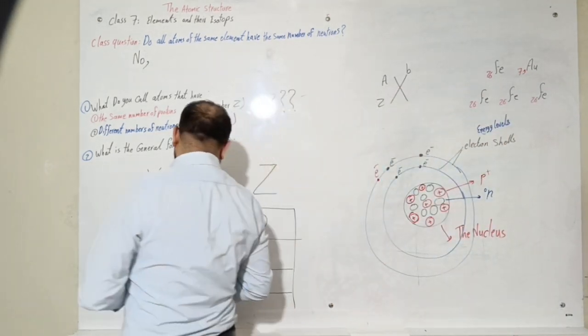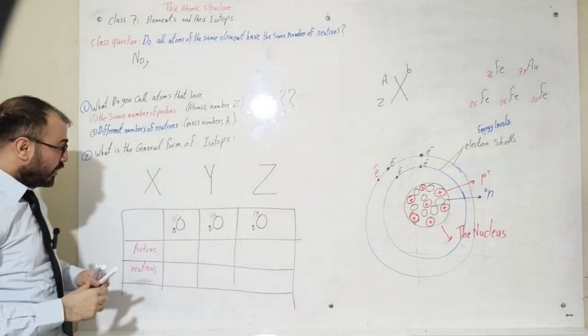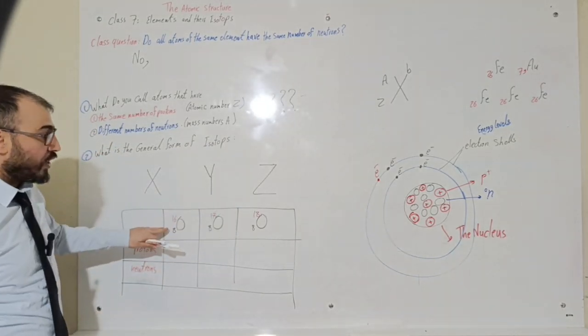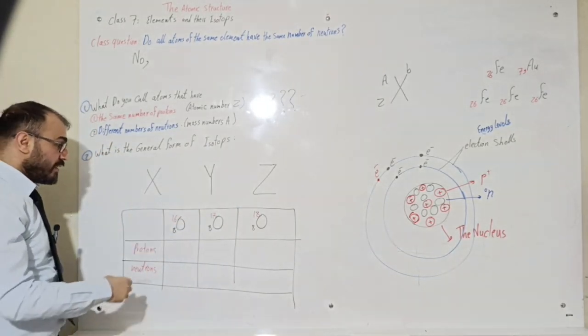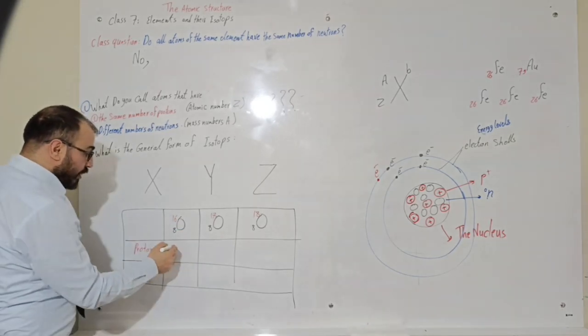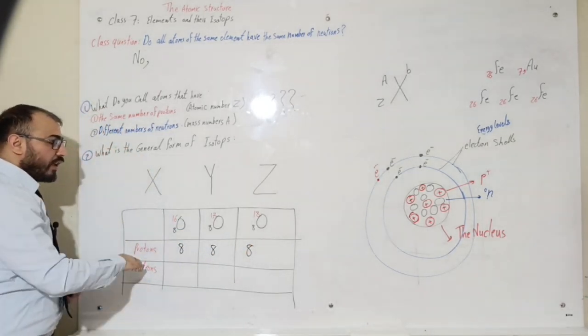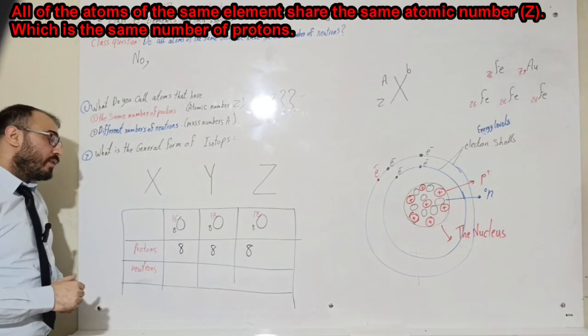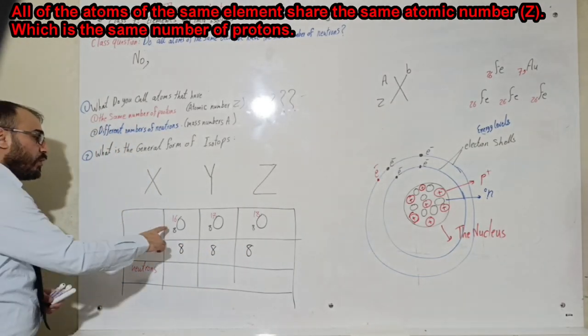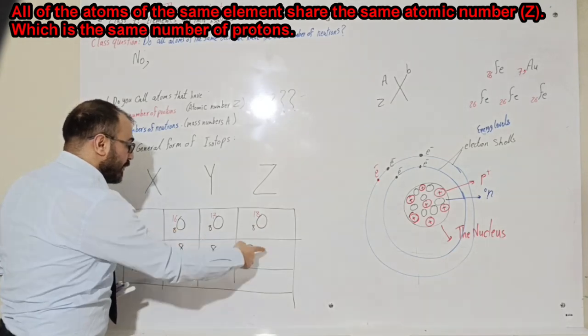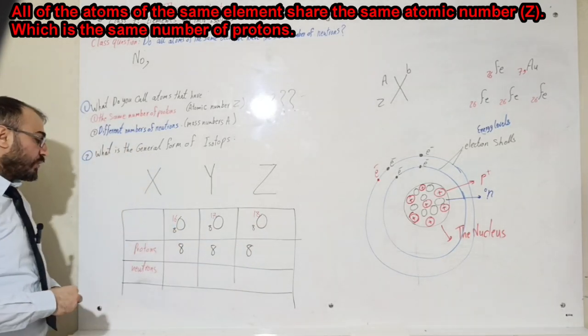I take the oxygen atom. This is the oxygen atom. We have 3 options, or 3 possibilities. The possibility number 1 is 8, 8, 8. Why have I written 8 quickly? Because, as we said, my friends, all of the atoms of the same element share the same number of protons.